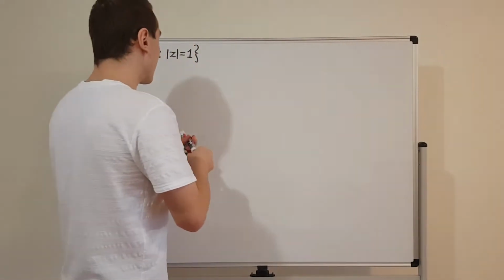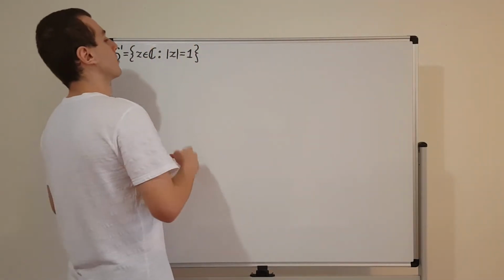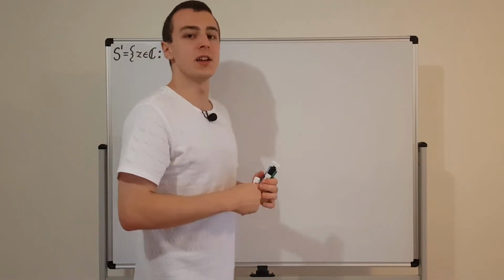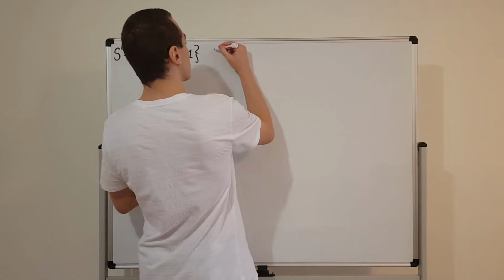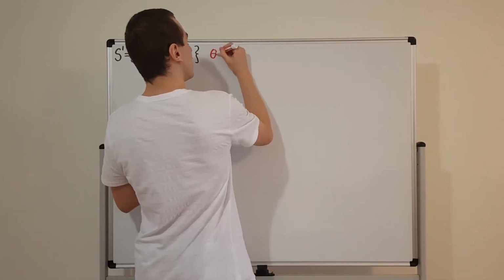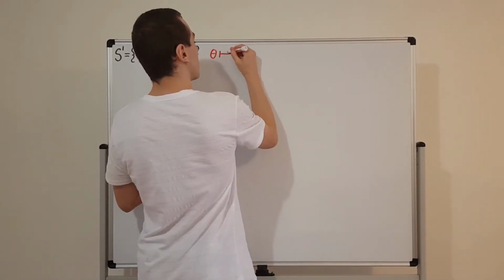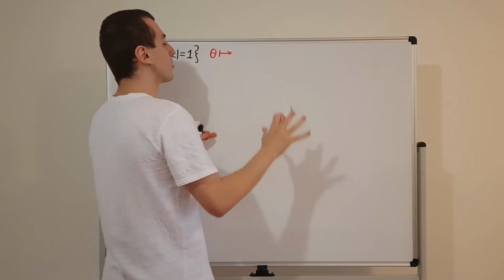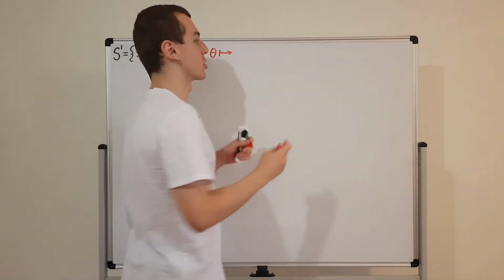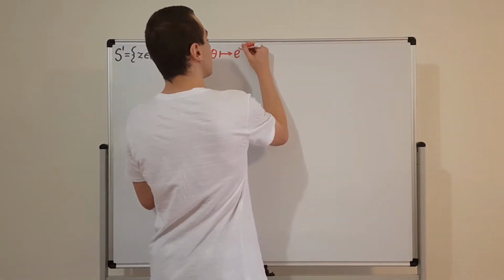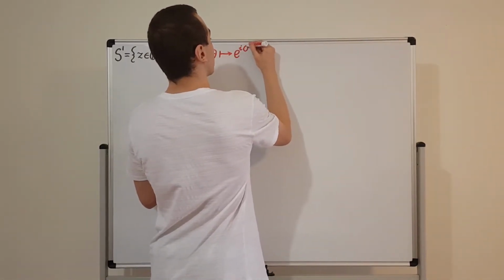But first, I want to talk about some properties of this group. We can parameterize the circle using an angle. I'm going to call that angle theta. Theta can be used to map that angle, and we can map it using the complex exponential function. So I can write e to the i theta over here.